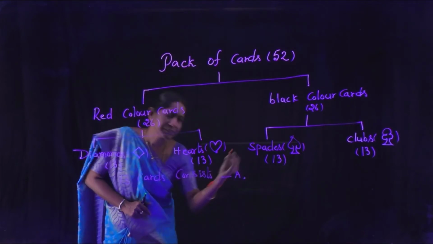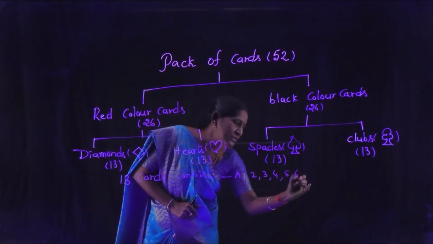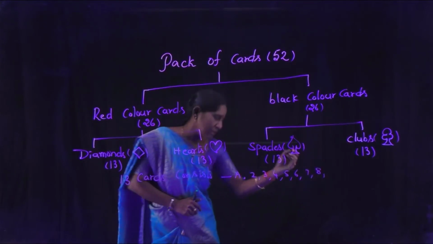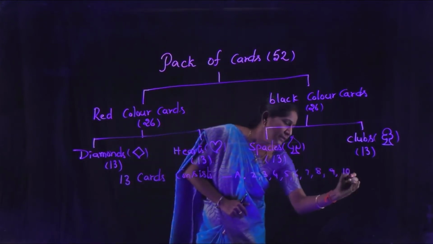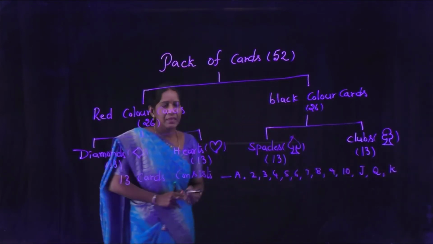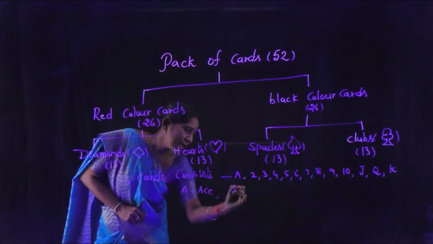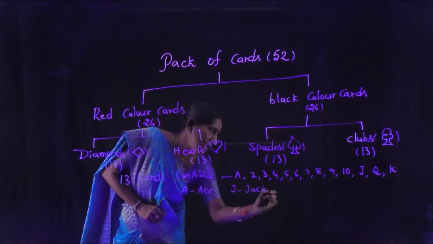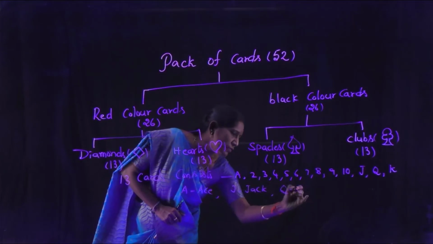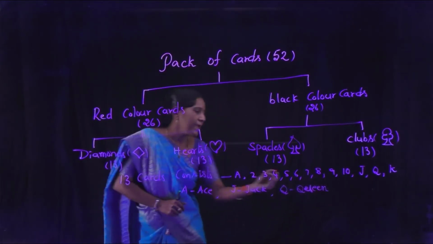So, those 13 cards consist of A, 2, 3, 4, 5, 6, 7, 8, 9, 10, J, Q, K. This A is Ace, J is Jack, and Q is Queen, K is King.